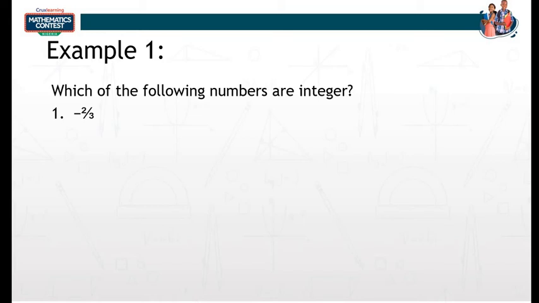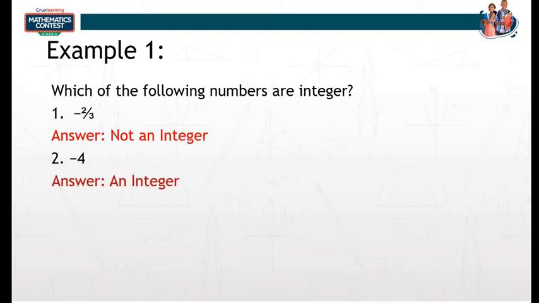So -2/3 is a fraction. So it is not an integer. Is that clear? Let's look at the second number, -4. Is -4 an integer? Yes, it is. So -4 is an integer. Let's go forward. What about -1/2? Is it an integer? No. It's a fraction. It is not an integer.